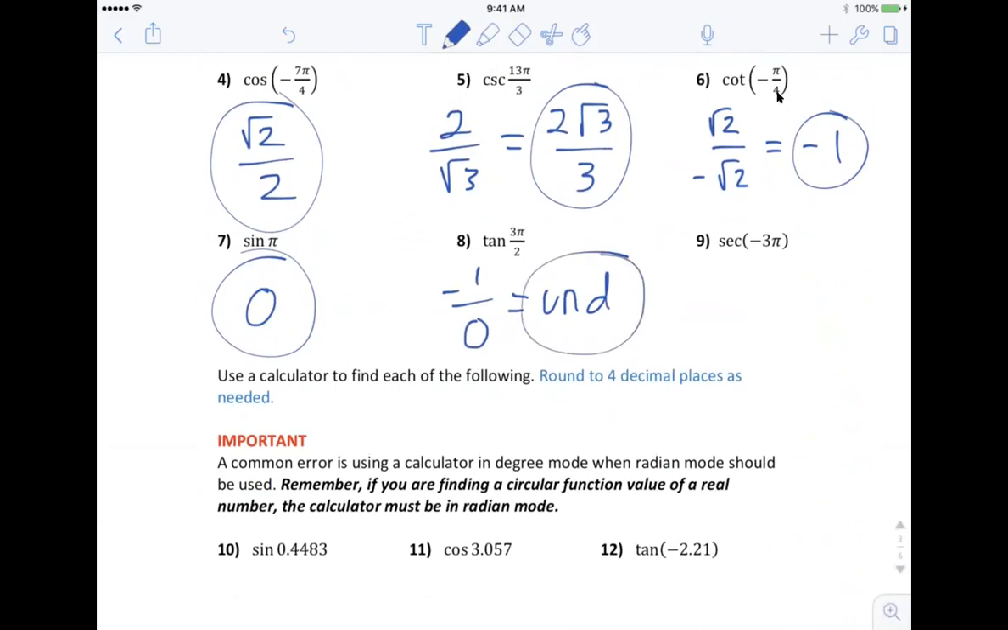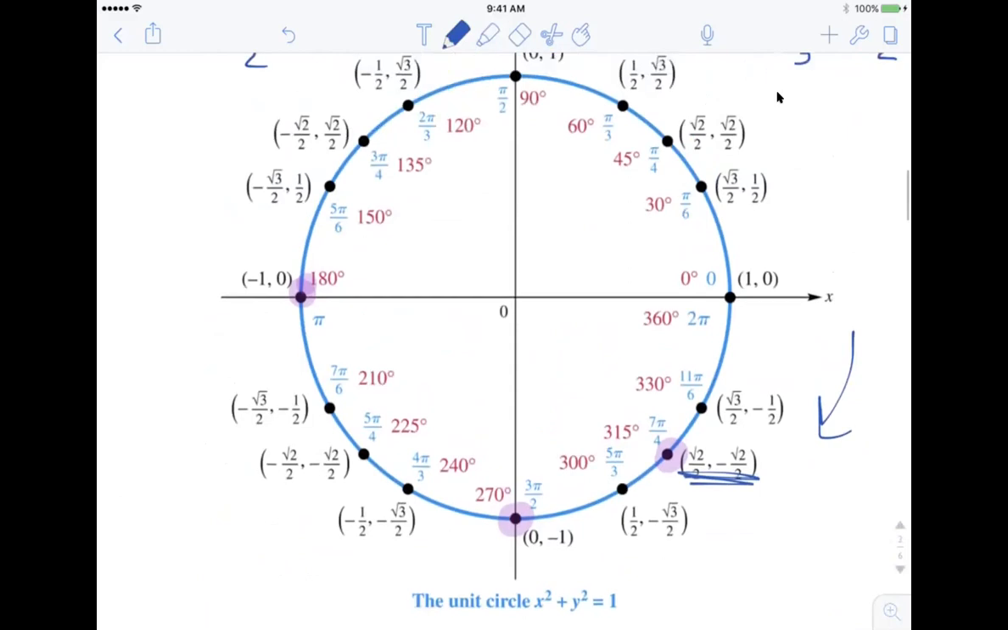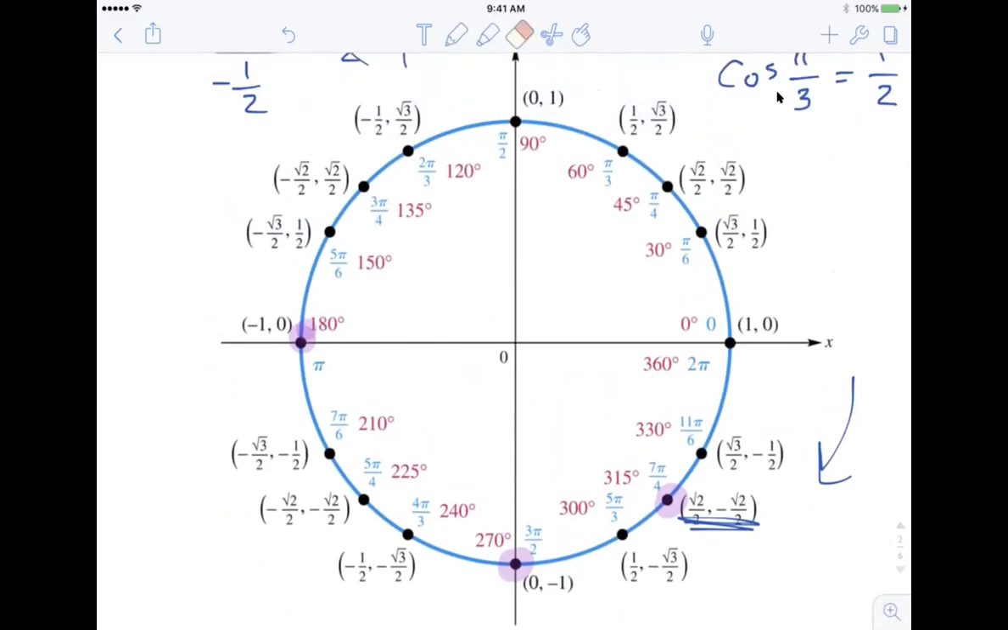Last one, secant of -3 pi. Okay, so let's find that. Where would that be located? Negative is the clockwise direction, and we're going to count pi's.